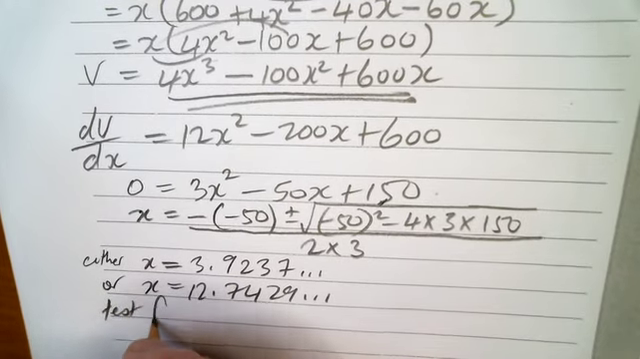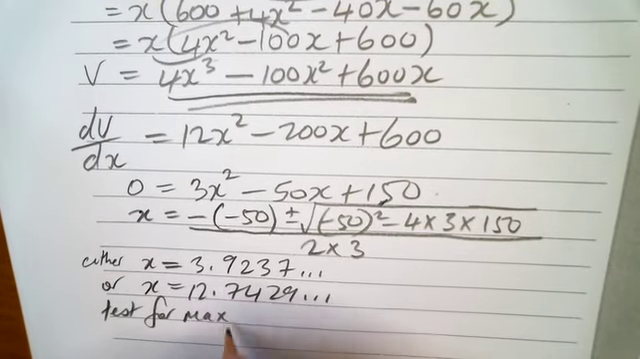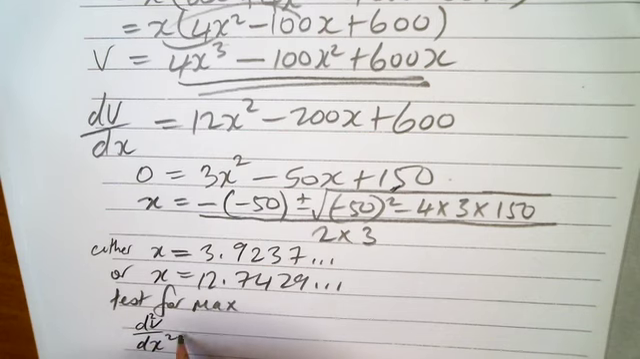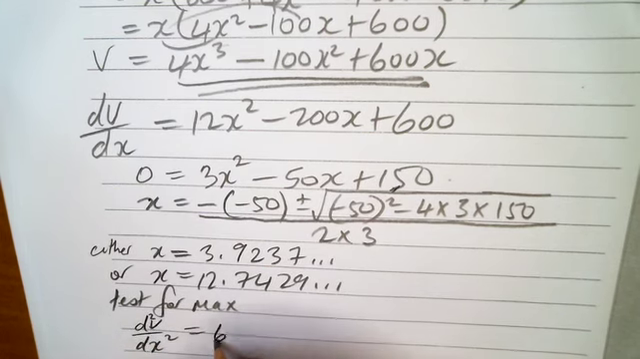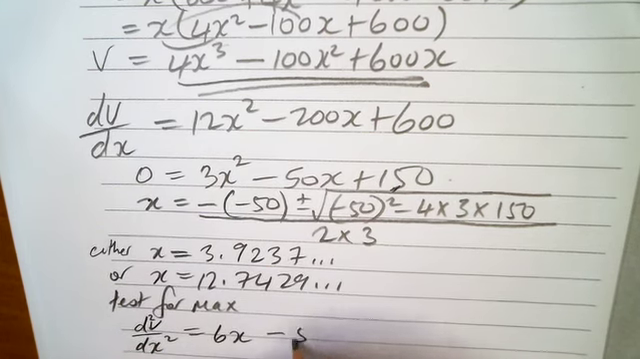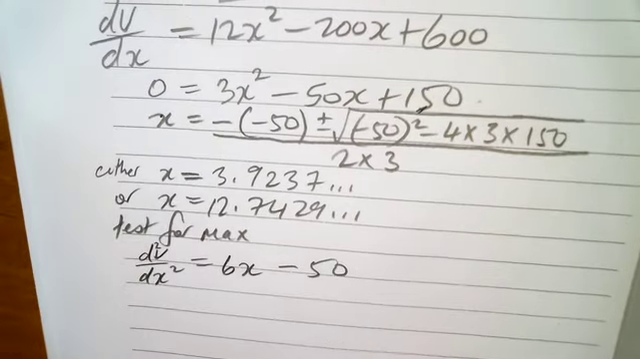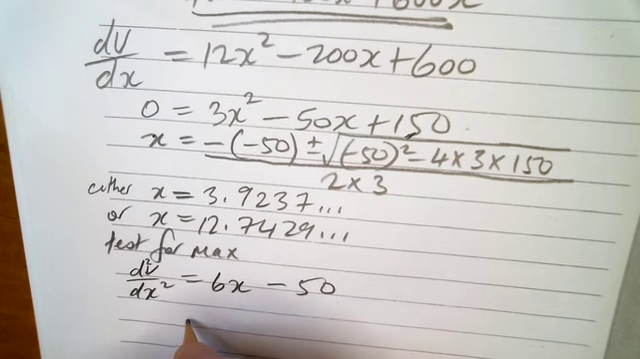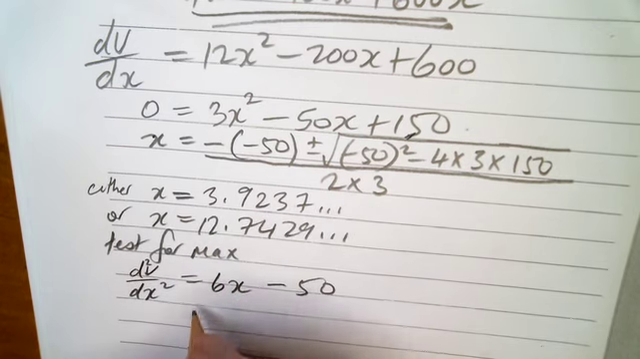Test for max. I'll go d squared V over dx squared is equal to 6x minus 50. There it is. Okay, so let's put in each of these in turn. So let's try 3.9 first.